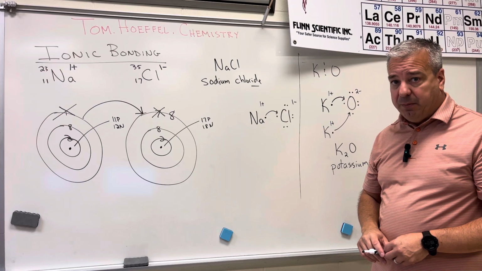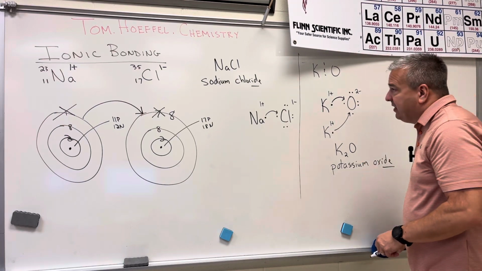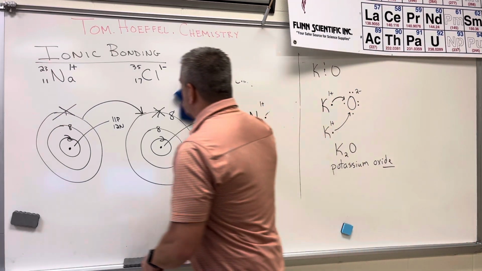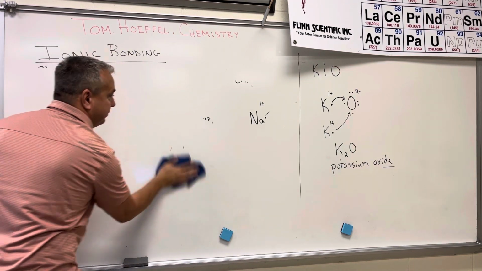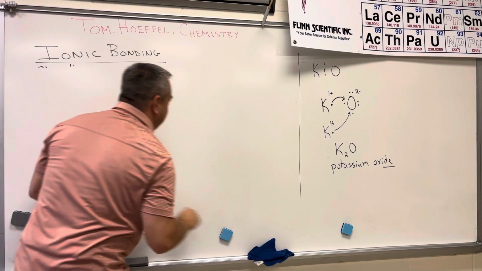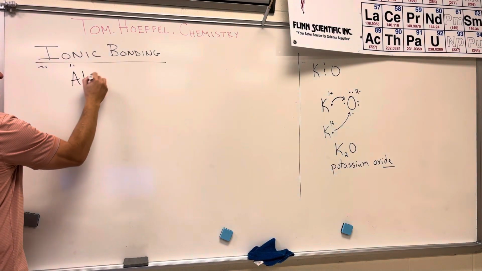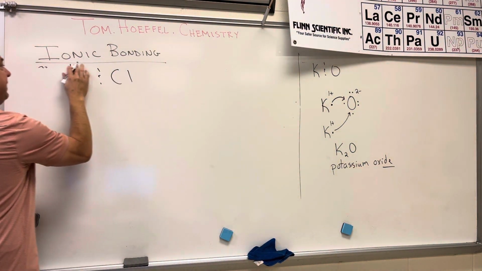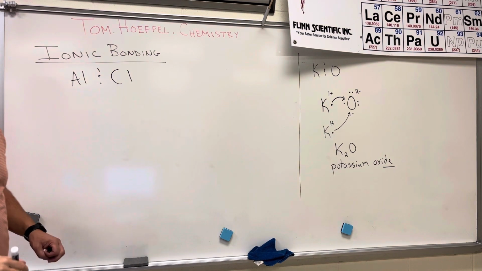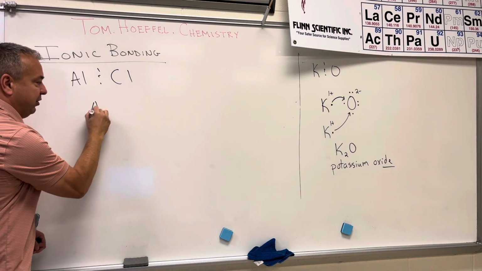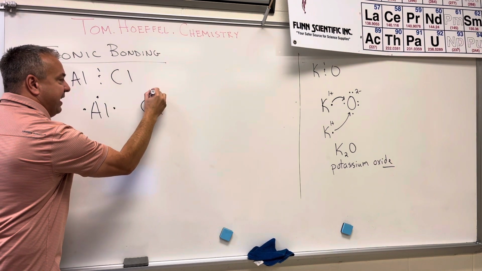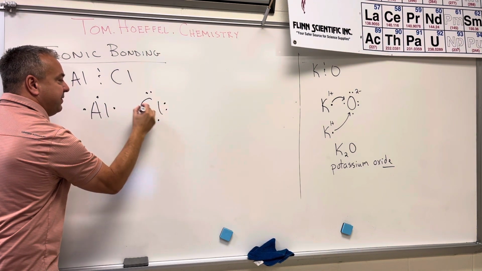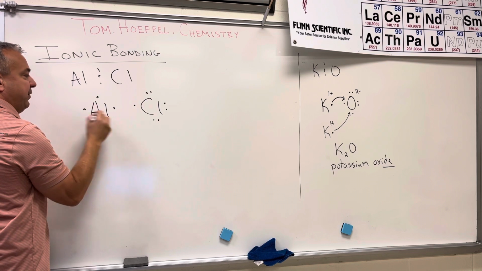So I'd like to wrap this up with just 2 more practice problems where we're using Lewis models. Let's do aluminum and chlorine. And if we do aluminum and chlorine, we're going to find out that aluminum has 3 valence electrons. The chlorine has 7. And we're going to start transferring these electrons over.